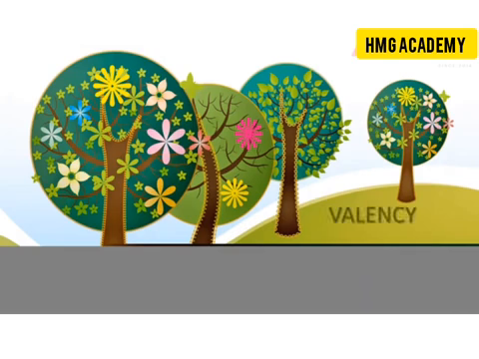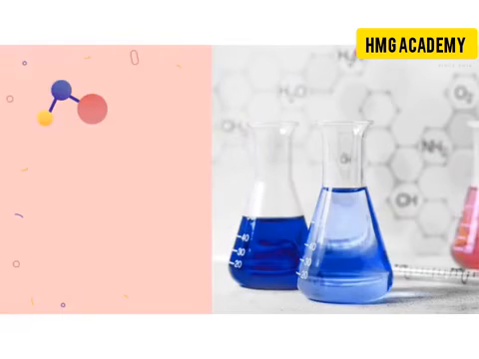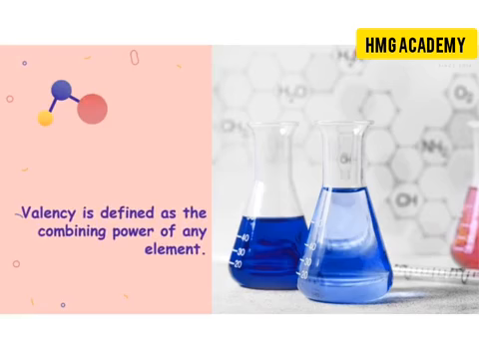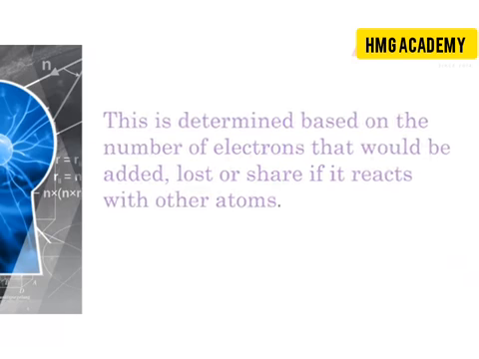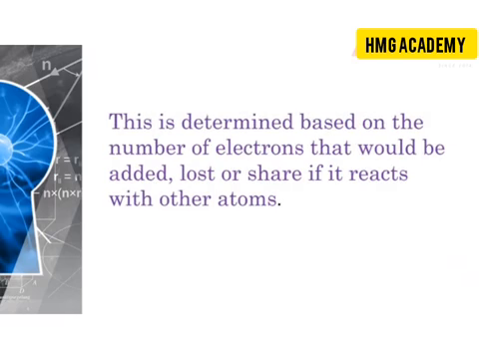So let's start with valency. What is valency? Valency is defined as the combining power of any element. In a layman's language, it's as good as saying the amount of vacancy the atom has to be able to combine with other atoms during bonding. This can be determined based on the number of electrons that will be added or lost or shared if it reacts with other atoms.